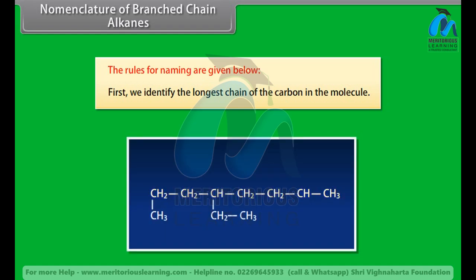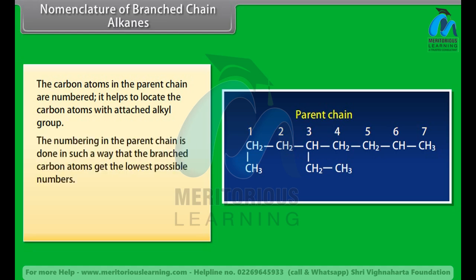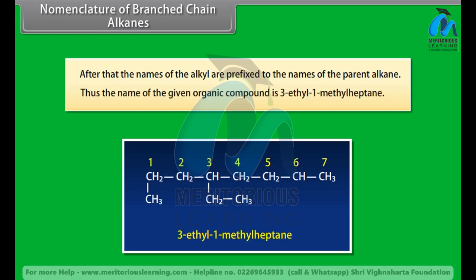First, we identify the longest chain of carbon in the molecule. The carbon atoms in the parent chain are numbered. It helps to locate the carbon atoms with attached alkyl groups. The numbering in the parent chain is done in such a way that the branched carbon atom gets the lowest possible number. That means the numbering in the given carbon chain is from left to right. After that, the names of the alkyl groups are prefixed to the name of the parent alkane. Thus, the name of the given organic compound is 3-ethyl 1-methyl heptane.